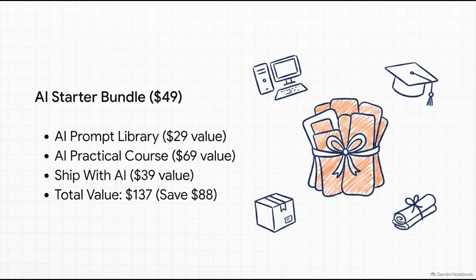Now, for those looking to go a bit deeper, the documentation outlines this AI starter bundle. It essentially combines the premium, Notion-based prompt library, a comprehensive practical course with 17 lessons, and a Ship with AI automation guide. It packages what is a $137 value into a $49 tier, which is fantastic for helping you build up those core skills before you ever write a single line of code.